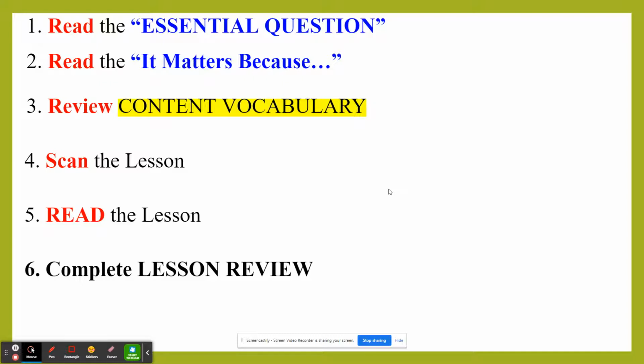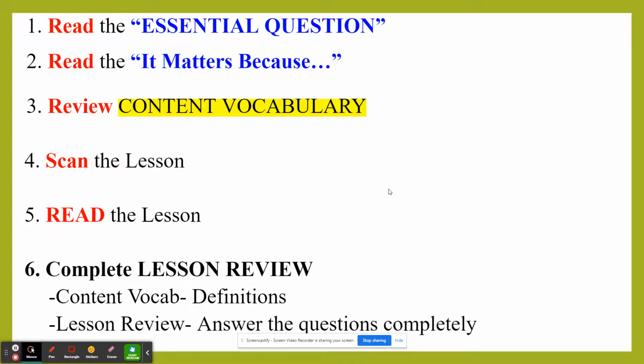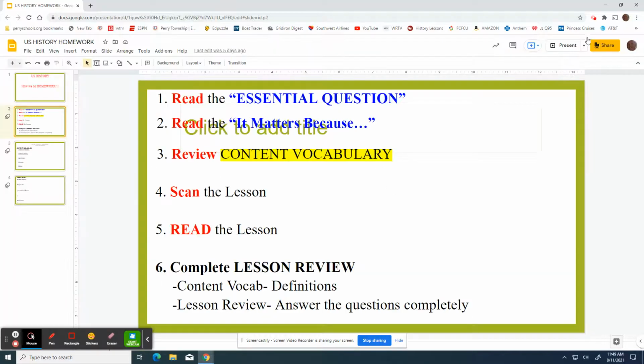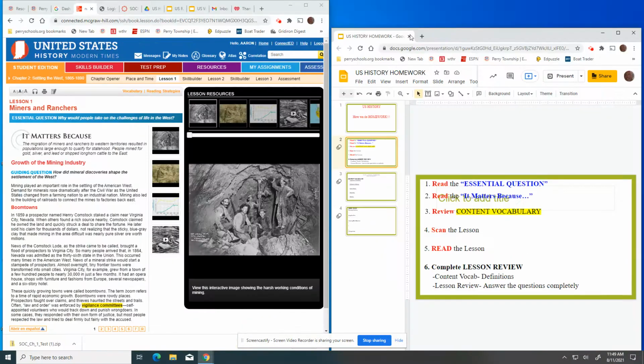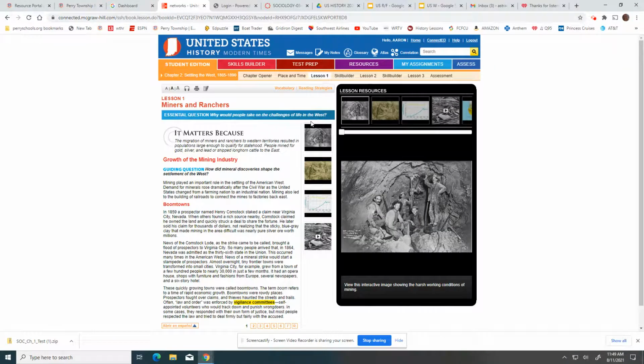Okay, you're going to create a Google Doc, and you're going to do 2 parts. You're going to go back and write the definitions to the content vocabulary words. This does not mean copy and paste. It means write a definition that has meaning. The second part to your homework assignment on the Google Doc is the review questions that you answer completely. Okay, let me skip on over to your textbook and show you where these things are.